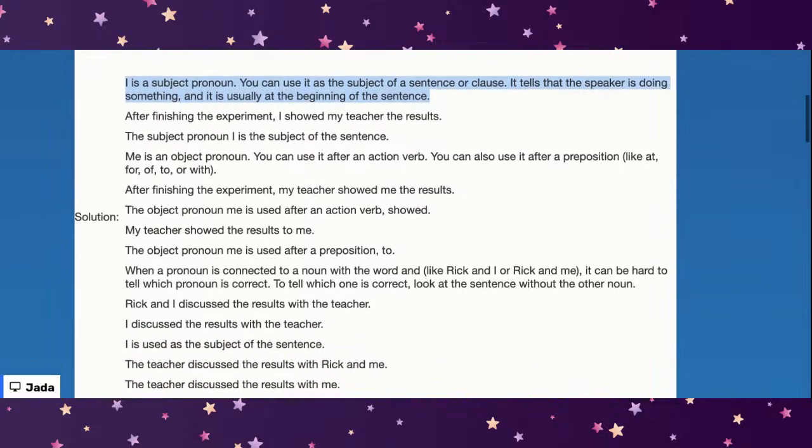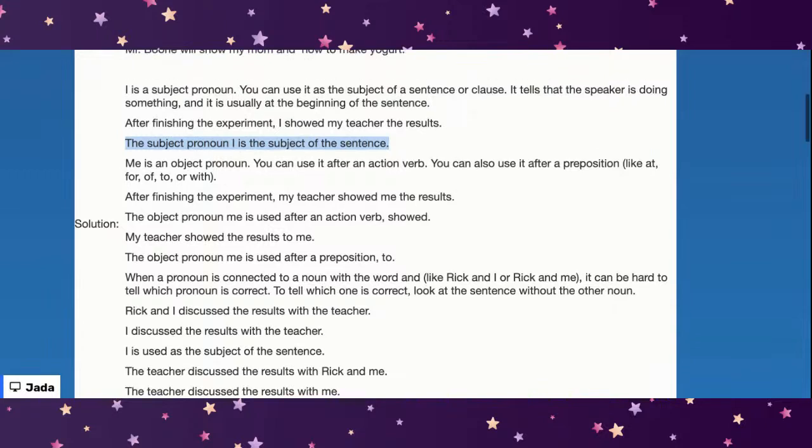Okay? After finishing the experiment, I showed my teacher the results. The subject I is the subject of the sentence. Now, who showed the teacher the results? It has to be I, right? So that is the subject of the sentence.